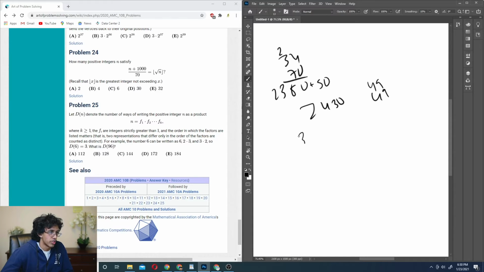What's 33? 70. So this minus 70. Oh, wait. Oh, okay, I see. So basically the squares go down by 49, but the number goes down by 70. So this doesn't work, right? Because 49 squared is going to be bigger than that, right?